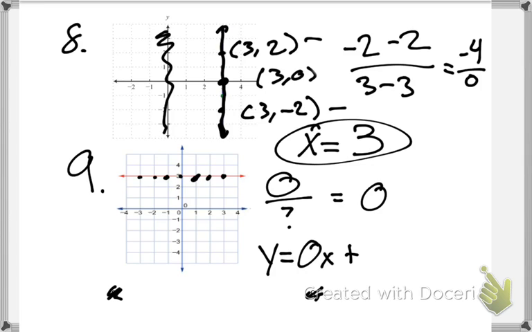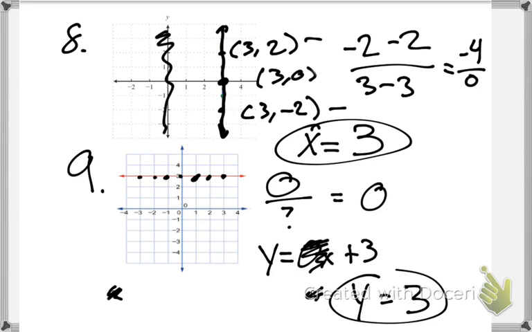My graph starts at the point 3. We talked last time that if we have 0x, it's really not necessary to keep in our equation because it doesn't change anything. So we're just going to leave this as y equals 3.